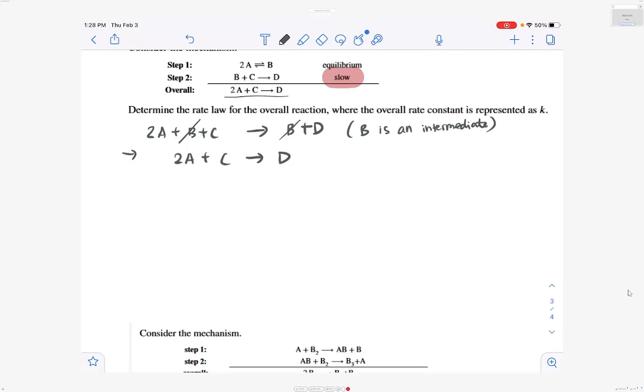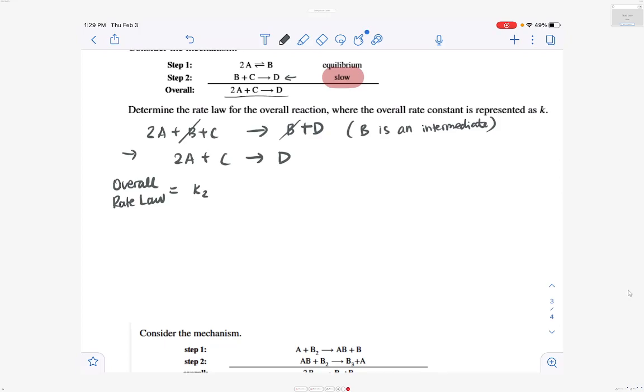So the overall rate law equals what? Slow reaction, right? Which is step 2. Why? Because the slow reaction is the rate determining step. The rate determining step governs the overall reaction rate law. Okay? So we're going to write the rate law based on this slow step. Using the step 2 reaction, the rate law is going to be K2.